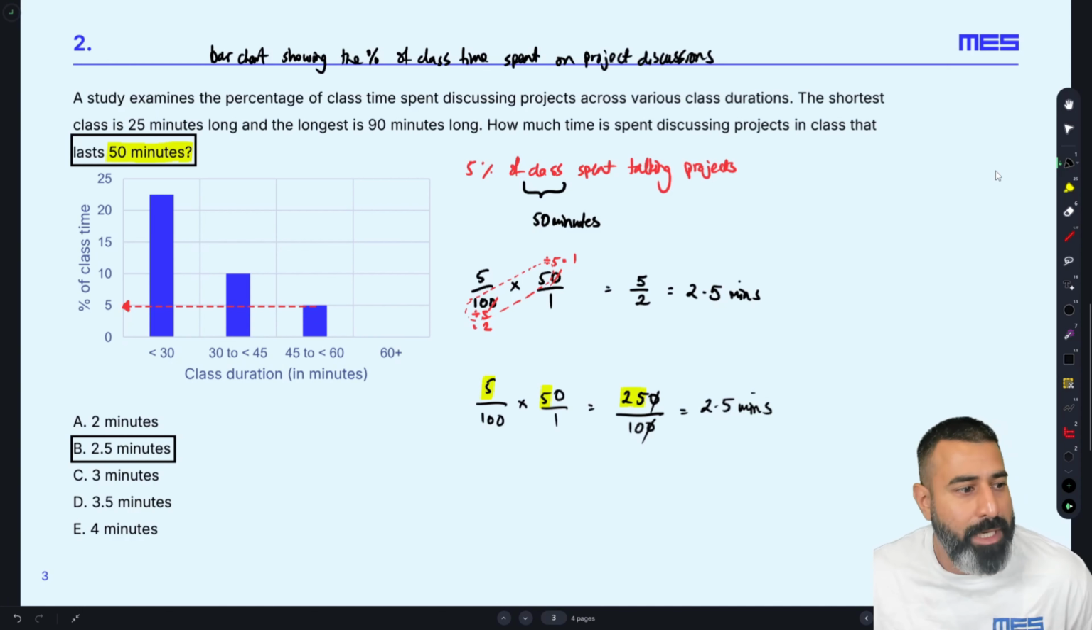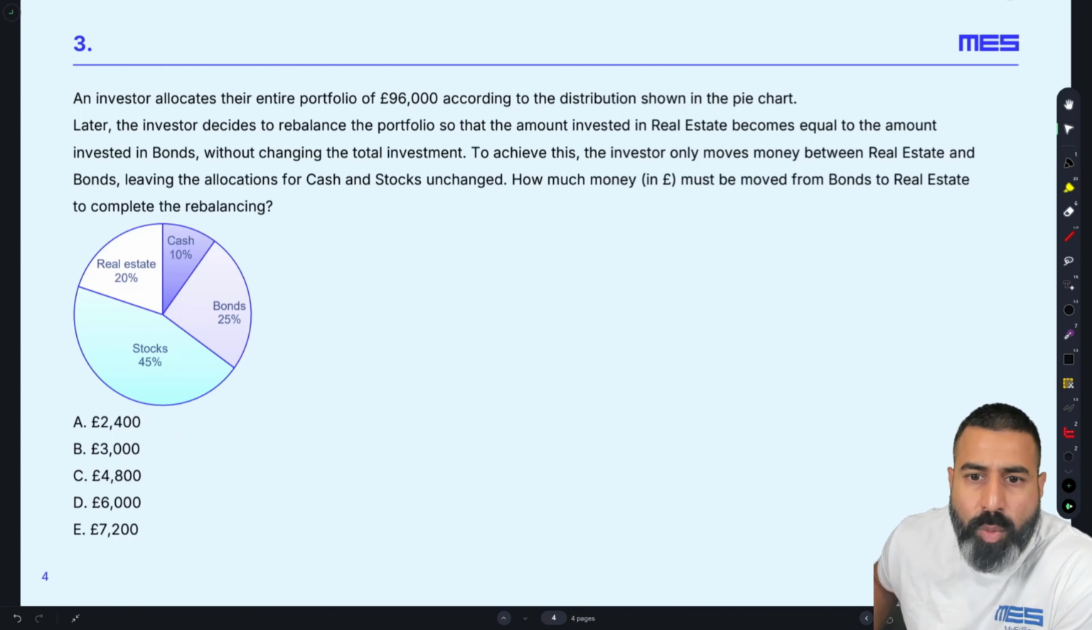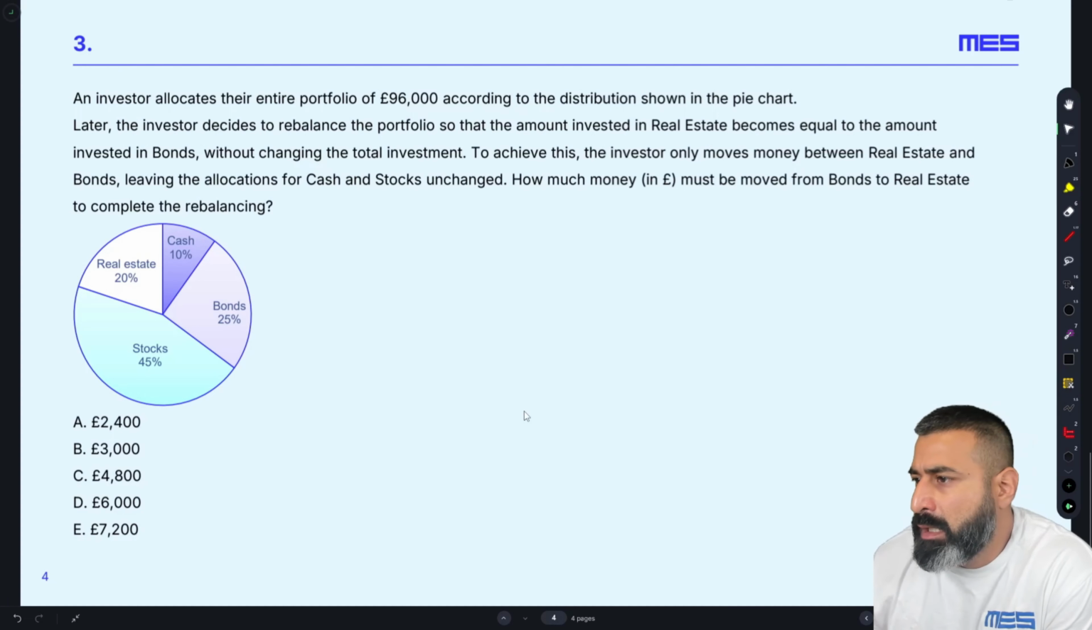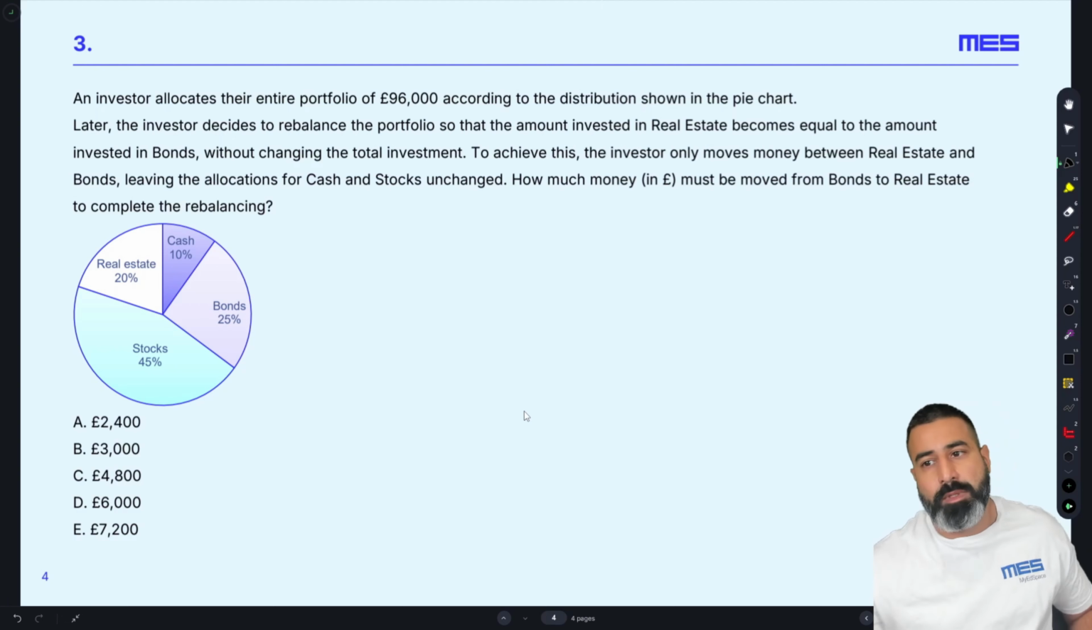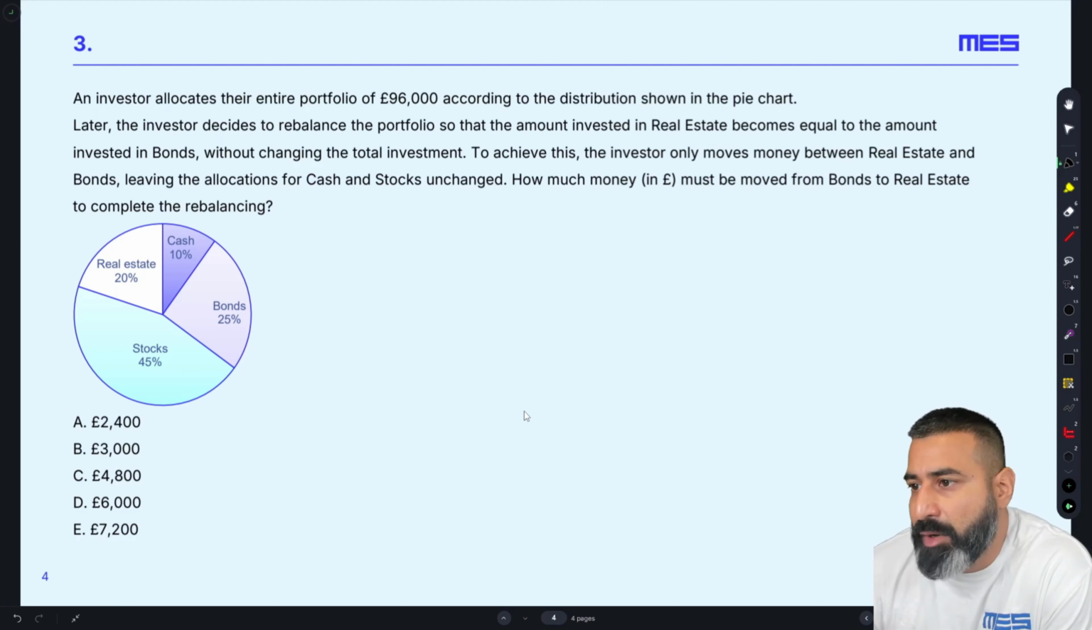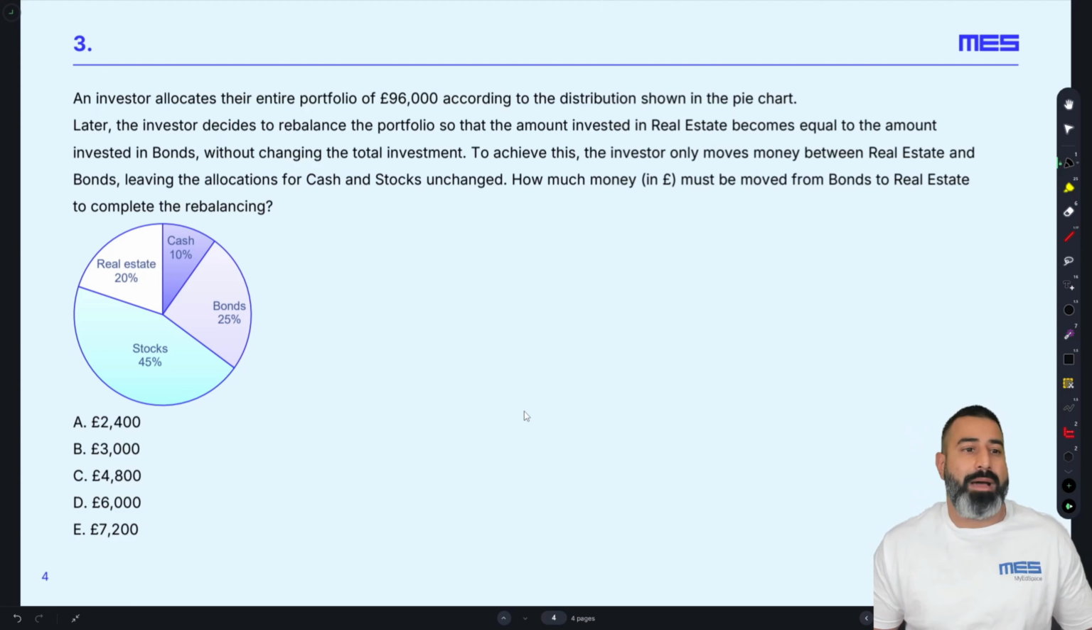Let's have a look at what question 3 has in store. Okay, question number 3 looks pretty meaty. An investor allocates their entire portfolio of £96,000 according to the distribution shown in the pie chart below. Later on, the investor decides to rebalance the portfolio so that the amount invested in real estate becomes equal to the amount invested in bonds without changing the total investment. To do this, the investor only moves money between real estate and bonds, leaving the allocations for cash and stocks unchanged. How much money in pounds must be moved from bonds to real estate to complete the rebalancing?